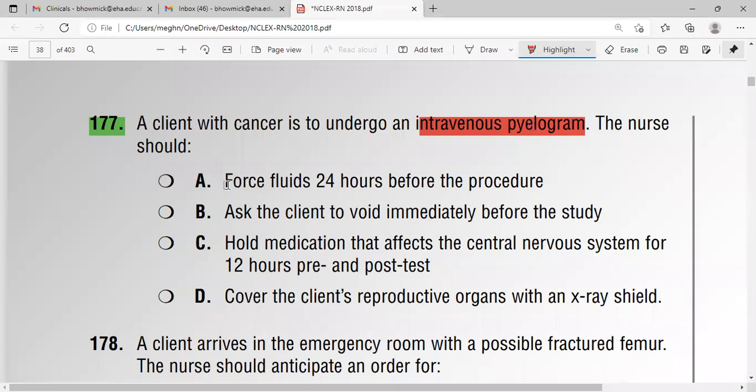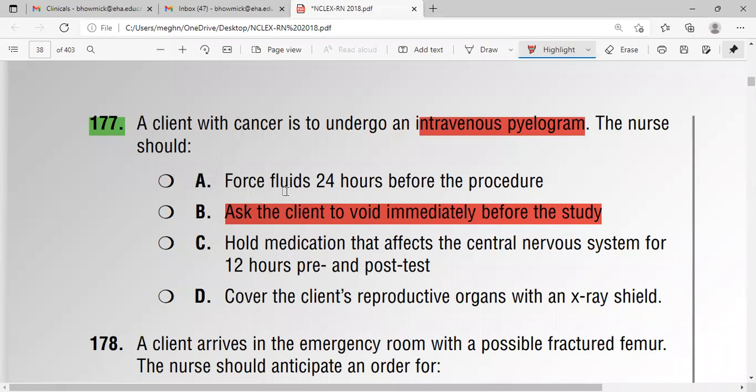So number A said, force fluids 24 hours before the procedure. Number B, ask the client to void immediately before the study. Number C, hold medications that affect the central nervous system for 24 hours pre and post test. Number D, cover the client's reproductive organs with an X-ray shield. So what is the correct answer? It is B, ask the client to void immediately before the study. Why? A full bladder or bowel can obscure the visualization of the kidney, ureter, and urethra, so it is good to make it empty.